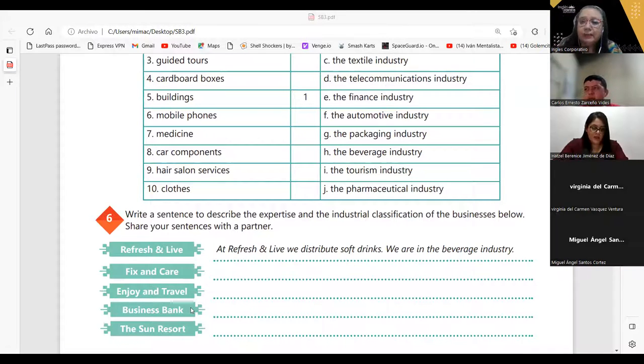Okay. Number four, business bank. At the business bank, we make money profitable and we are in the finance industry. And the last one, at the Sun Resort, we provide relaxation. And we are in the hospitality industry.